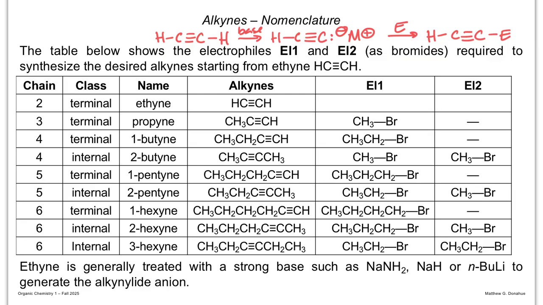So what bases are appropriate? Sodium amide, sodium hydride, and n-butyllithium. So those are pretty strong bases that generate a conjugate acid that will not participate in any further reactions in the process. So the first step is acid-base. The second step is SN2.